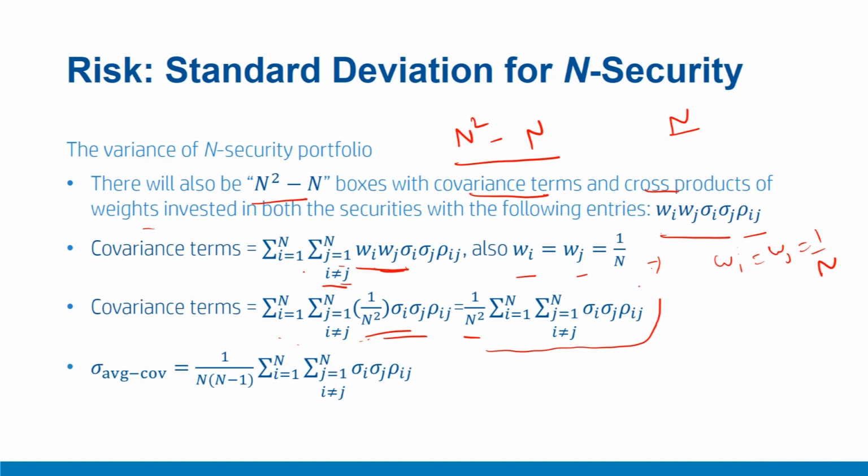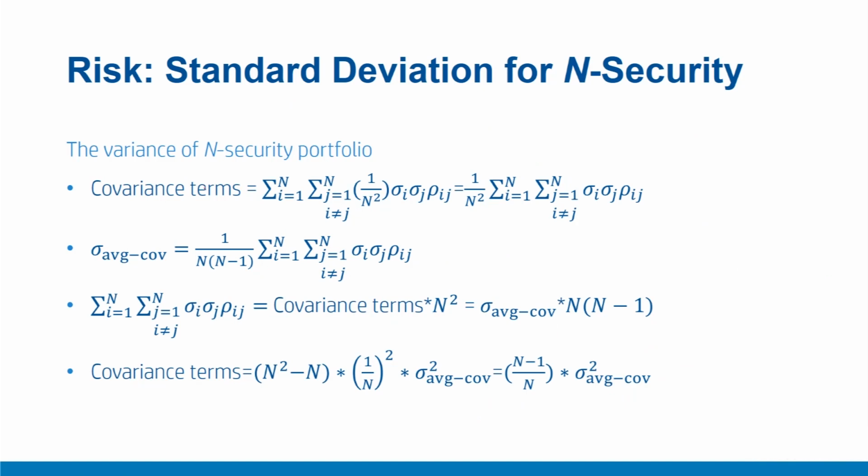Now let us define an average quantity of covariance, or average covariance. We already know that there are n square minus n boxes, or n into n minus 1 boxes. So an average covariance can be easily defined as the summation of all these covariance terms divided by the total number of these covariance boxes, which are n into n minus 1 or n square minus n. So let us define our average covariance as we did for variance terms also. We can define our average covariance as 1 upon the total number of terms, which is n into n minus 1, multiplied by the summation of all these covariances. So this is our average covariance, a simplifying assumption.